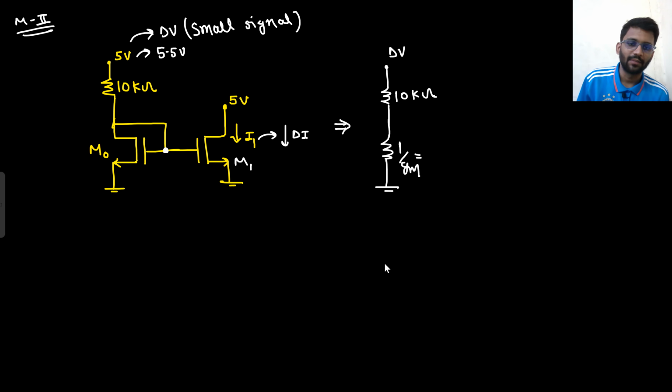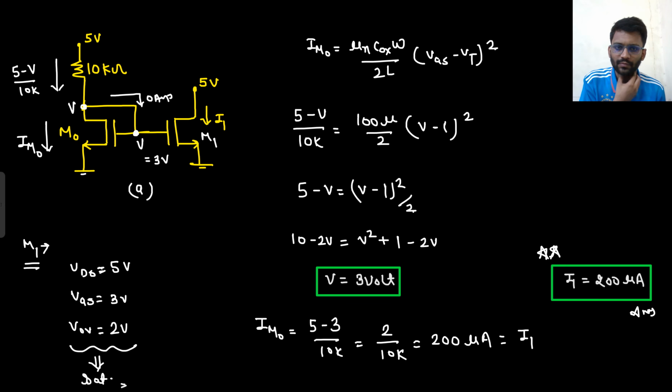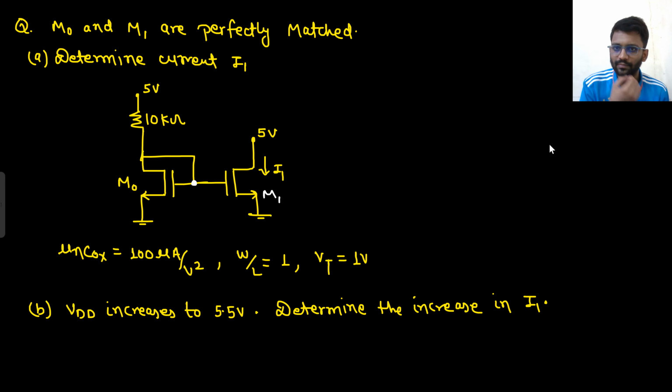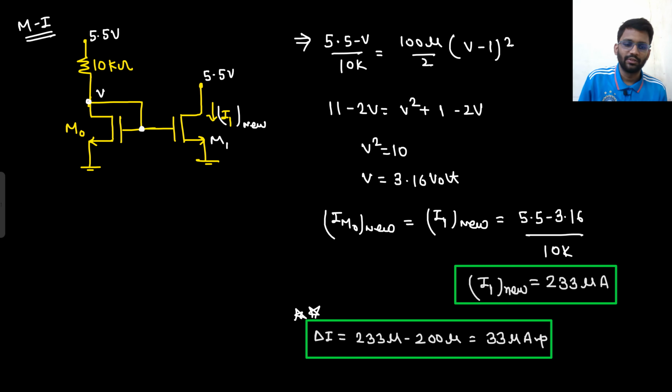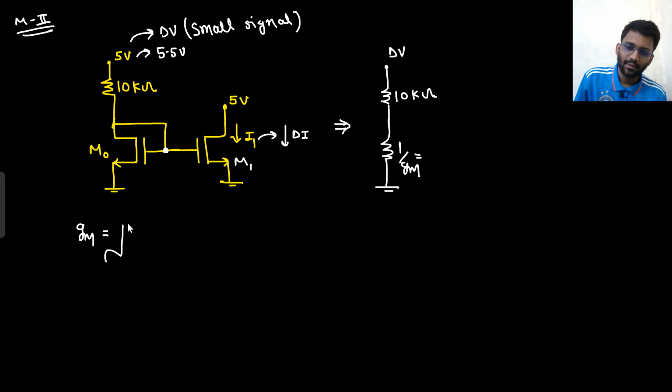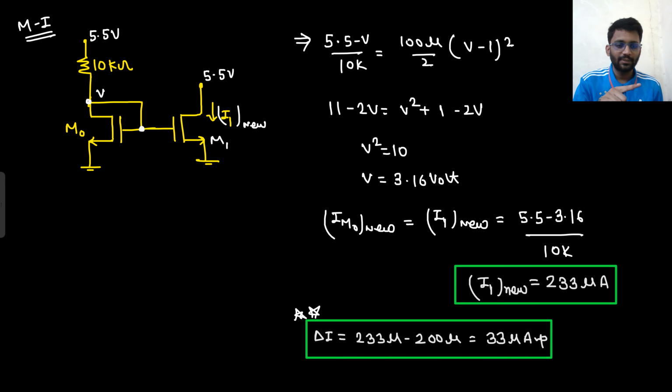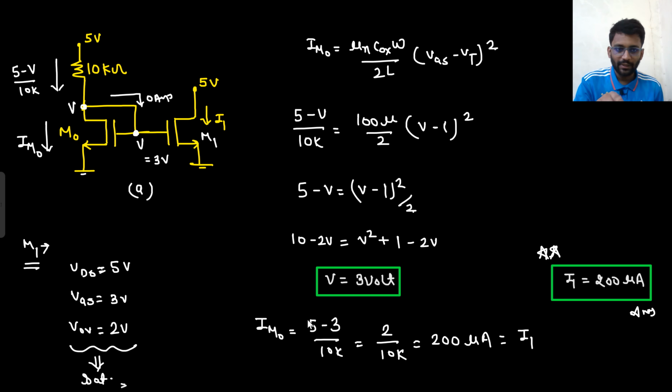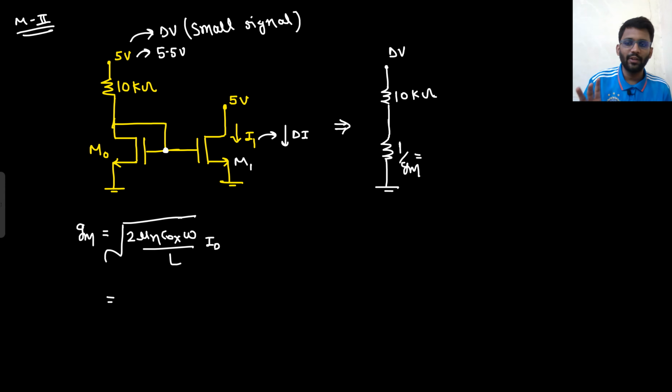And what is the value of 1 by Gm? So the Gm value you need to determine. Do you know the value of 1 by Gm? Yeah. So the Gm value would be root of 2 mu n Cox W by L Id. So what Gm value will I take, with respect to what? 200 microampere. The current I will put is 200 microampere.